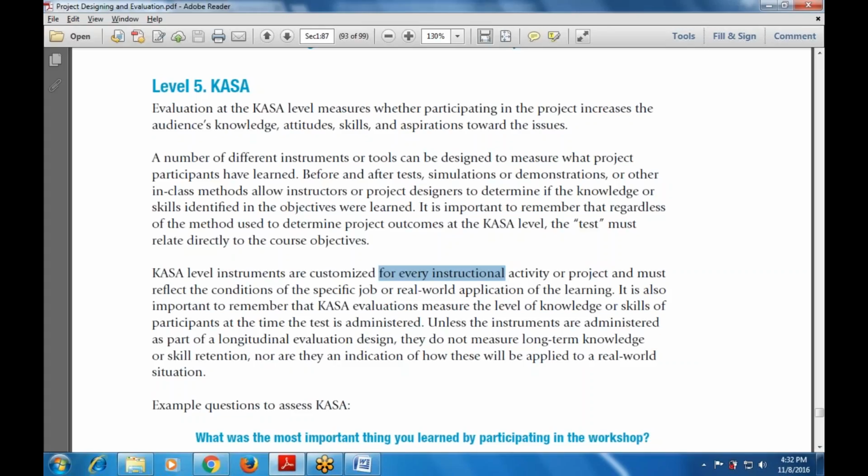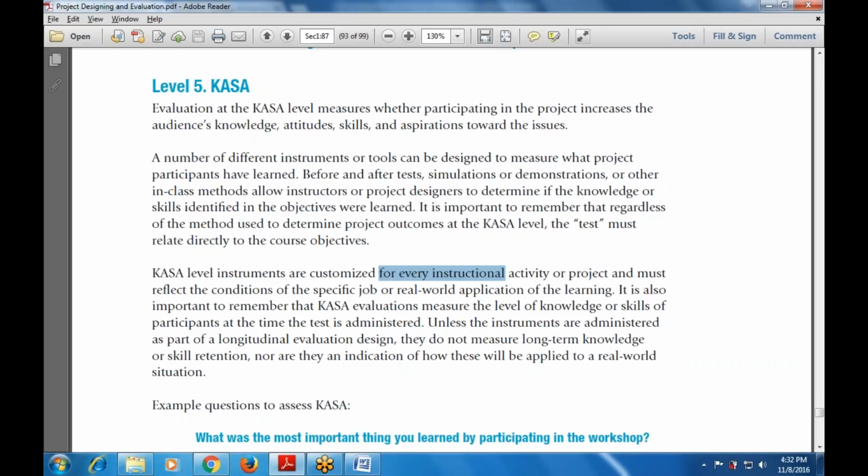What are the real-world applications? What are the specific jobs that use the application of the learning? It is also important to remember that KASA evaluations measure the level of knowledge or skills of the participant at the time the test is administered.